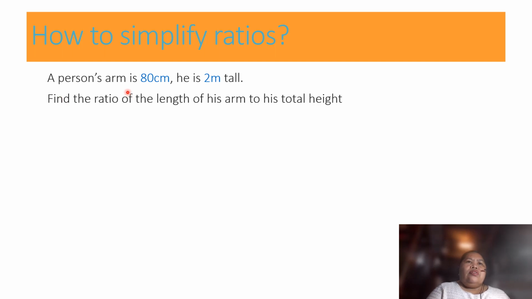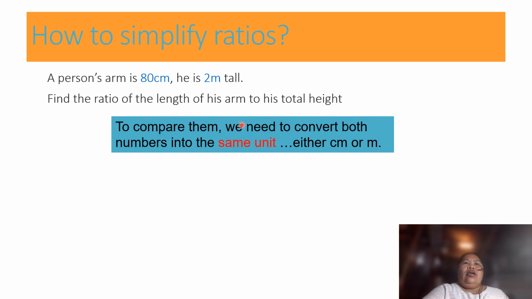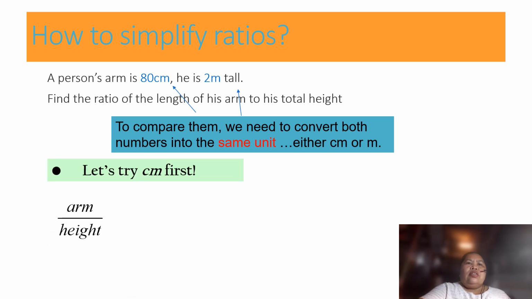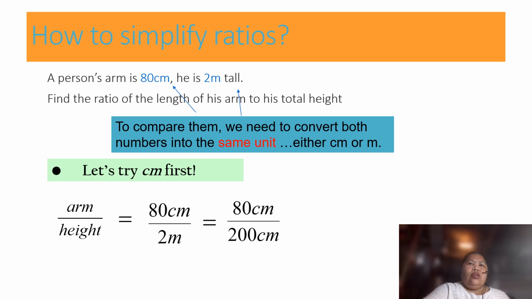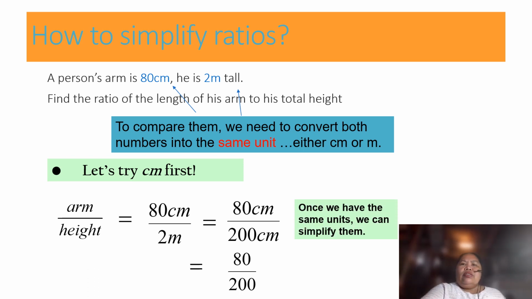Okay. So a person's arm is 80 centimeters and he is 2 meters tall. Find the ratio of the length of his arm to his total height. To compare them, we need to convert both numbers to the same unit, either centimeters or meters. Let's try centimeters first. Arm over height is equal to 80 centimeters over 2 meters. Once we have the same units, we can simplify them. So that is 80 over 200, or 2/5.